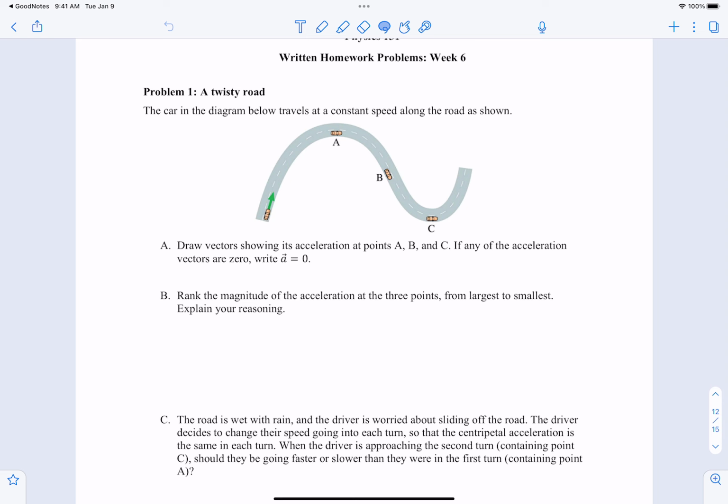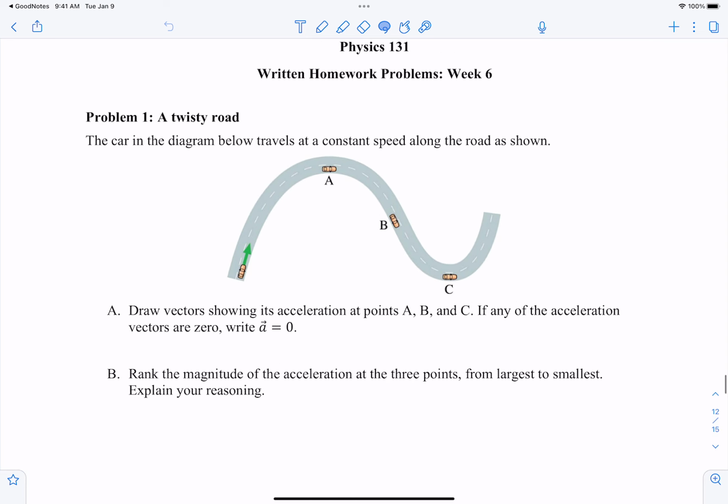So now it's recording. This is the written homework for week 6. We're going to go over the written homework for the first hour, and then hopefully for the second hour we'll have time to do the online homework as well. So I'm going to reshare the screen again here, and then we can go ahead and pretty much get started.